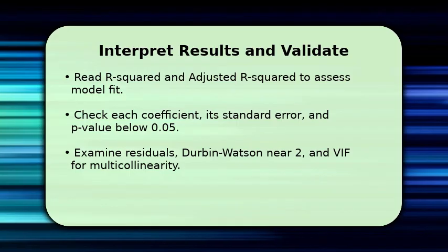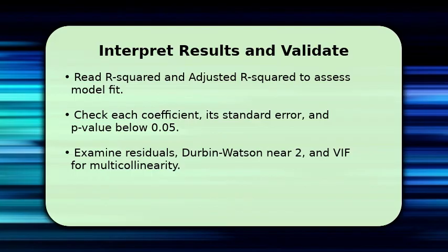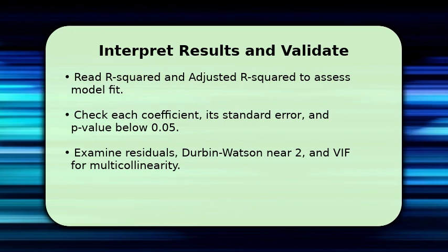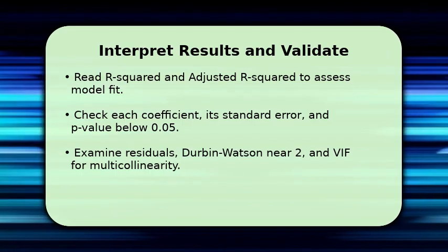Use the ANOVA F-statistic to test overall model significance. Inspect residual plots for patterns and heteroscedasticity, and calculate Durbin-Watson near 2 to detect autocorrelation. Compute variance inflation factor values to flag multicollinearity, and consider transforming variables or removing predictors if VIF exceeds 10.